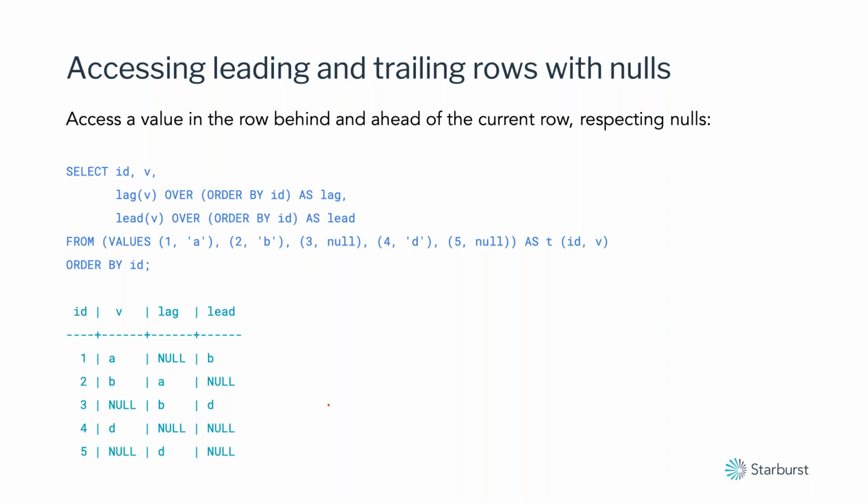And now what happens if we have nulls in our input data? So we've got our table here. We've got IDs 1 through 5, and then we've got A, B. We're missing C, it's a null. We've got D, and then we're missing E. And so, okay, what happens if we take the lag?